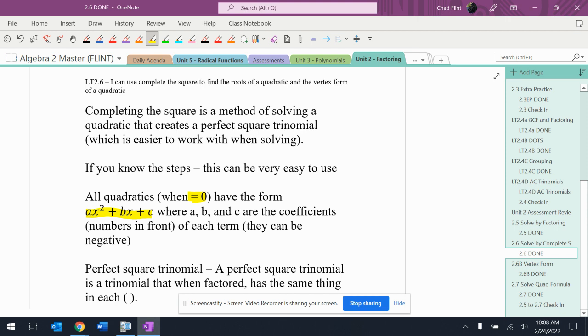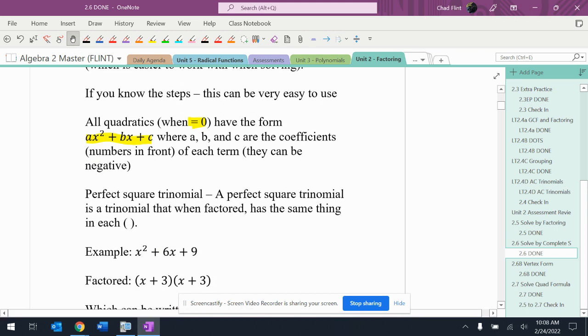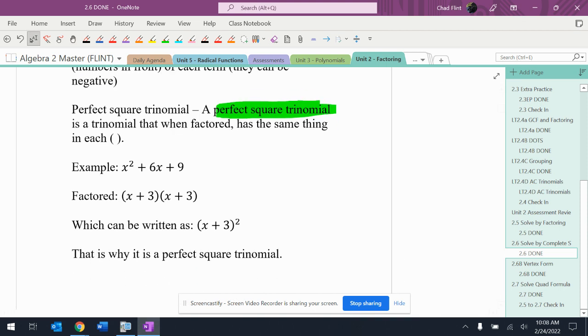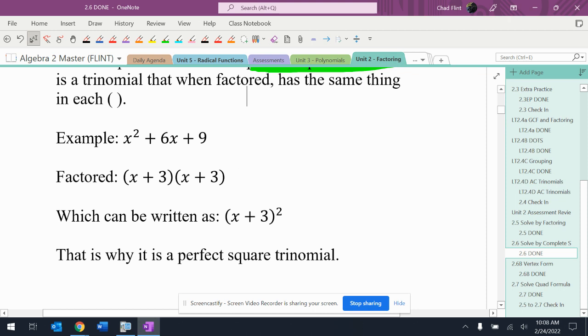All right. We are going to turn this into a perfect square trinomial. A lot of what we do with math is manipulating things to turn them into special cases, which then helps us solve things. What's a perfect square trinomial? A perfect square trinomial looks like this.